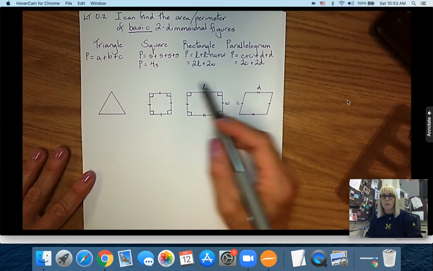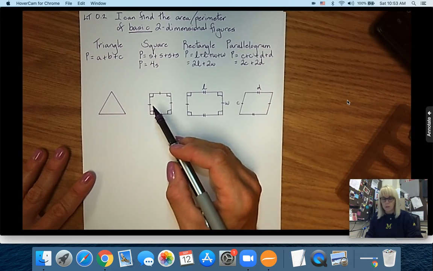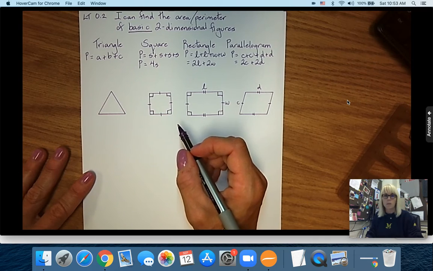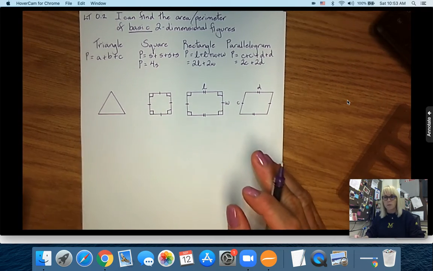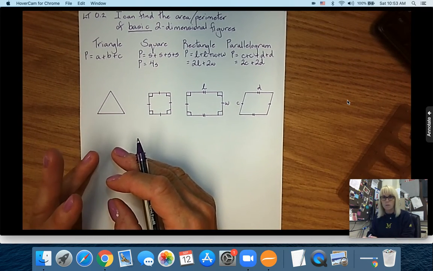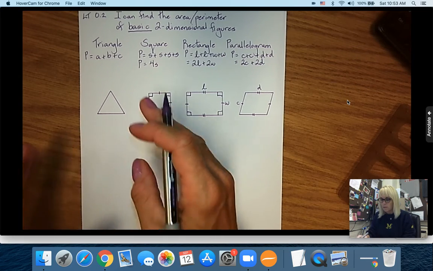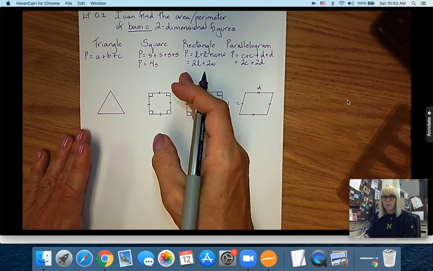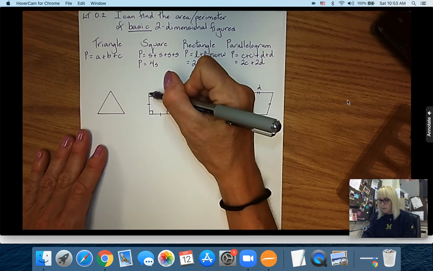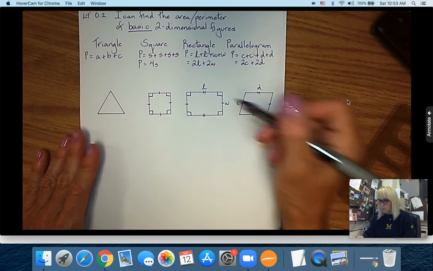So I don't really care how you get to perimeter, but I need you to understand the concept of perimeter, which is putting a fence around a shape. It has nothing to do with what's inside. It has to do with the exterior sides. So this plus this plus this plus this.